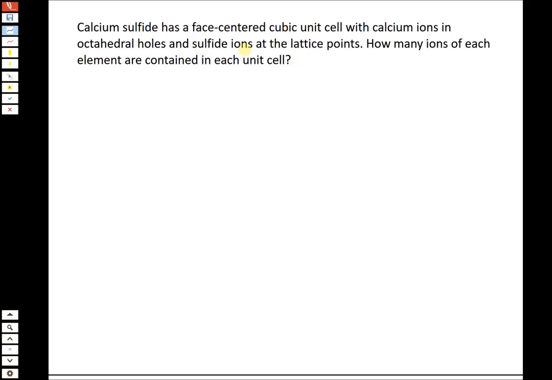So I think in problems like this, the first thing you should do is figure out what is the formula for the ionic compound that I'm considering, because however those ions are arranged in a cubic unit cell, you need to have the right ratio of cations and anions to balance the charge still. So let's look at calcium sulfide. We have to remember the symbol for that. That's going to be calcium and sulfur.